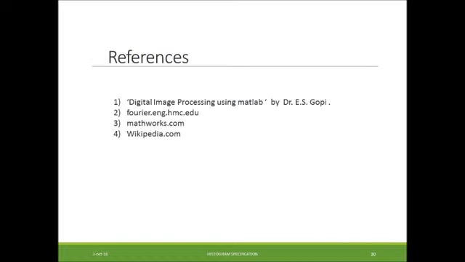The references. You may go through these websites and textbooks for a much clearer idea about histogram specification.